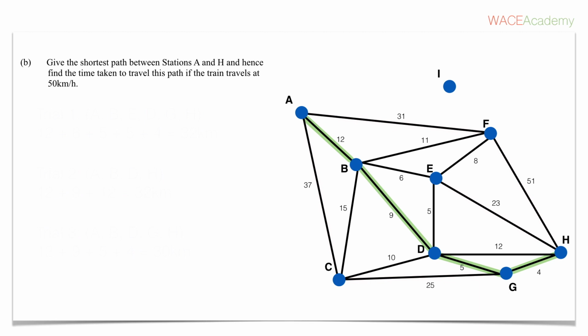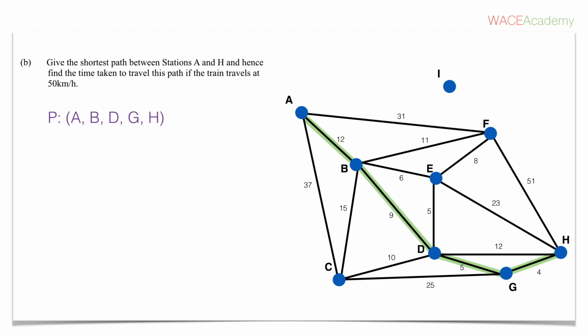Remember, the question asks us for the path, which means we have to write out each vertex along the way. P is equal to bracket A, B, D, G, H. To get full marks for this question, we'll also have to give the time it'll take a train travelling at 50 kilometres an hour to cover the distance.